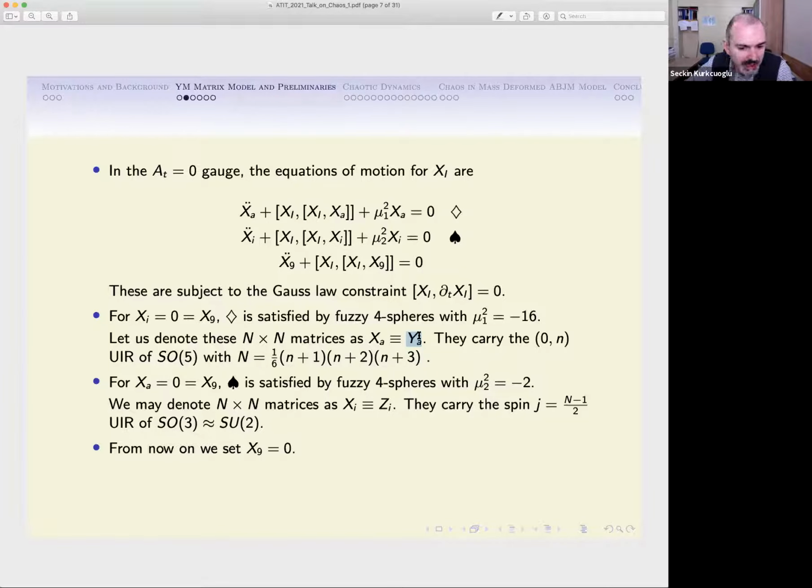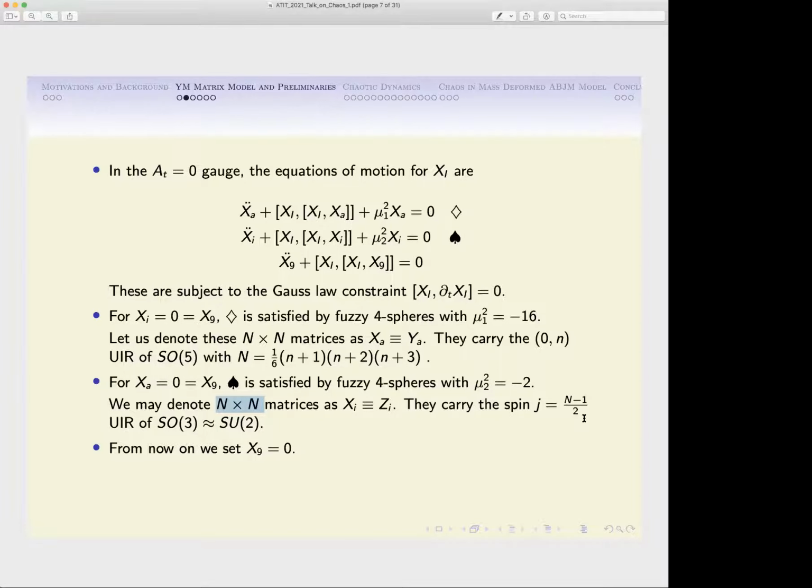So what we have as a fuzzy two sphere is some n by n matrices which carry the representation of SU2 or SO3. You can have some n by n matrices which carry the irreducible spin J representation, in association with the dimension of these matrices. J will be n minus 1 over 2. And these will be deemed or defined as the fuzzy sphere of spin level J.